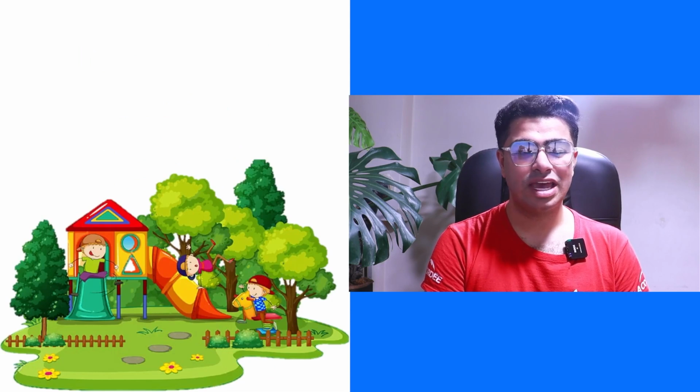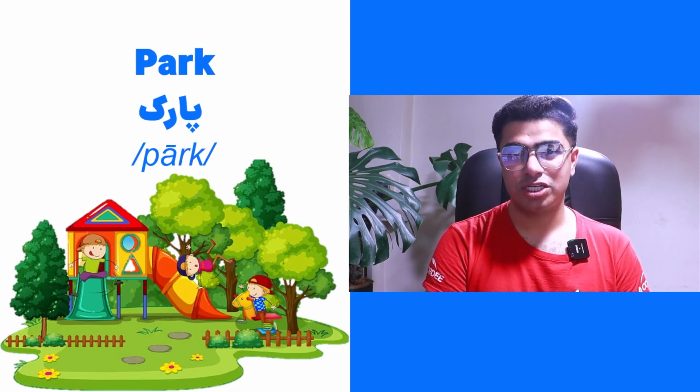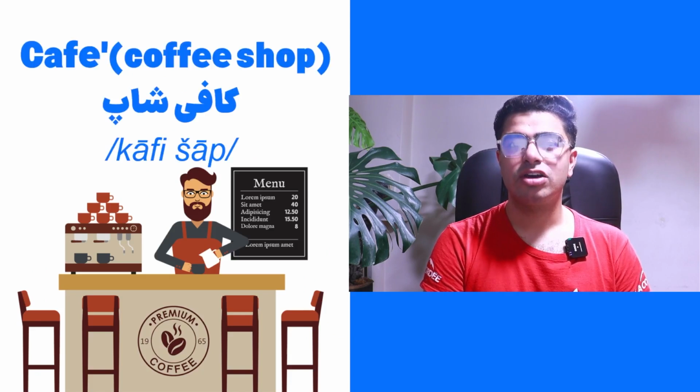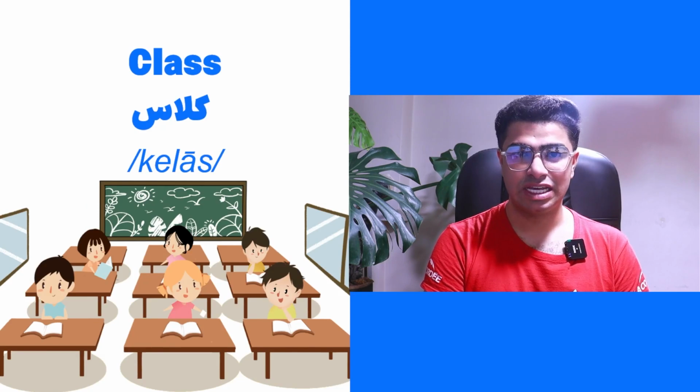Here you see a park. We say park. Park in Persian. A coffee shop. It is coffee shop in Persian. Coffee shop. Next word. Classroom. We say kelas. Kelas. Don't forget to repeat it after me, because as I told you before, repetition is the key towards your success in Persian learning.